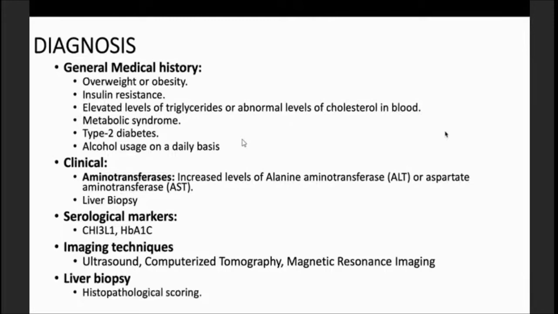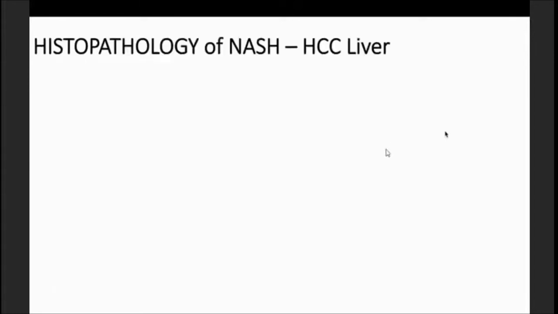Liver biopsy, the final one, is where you poke your body with a small biopsy needle and take the least amount of tissue. At any points where you see scarring forming, the histopathological scoring is categorized or graded accordingly. The histopathology of NASH starts with steatosis.